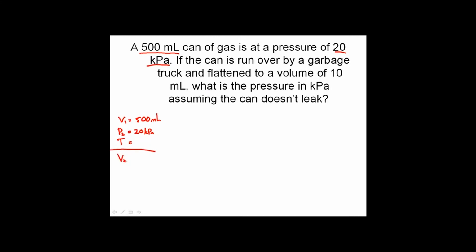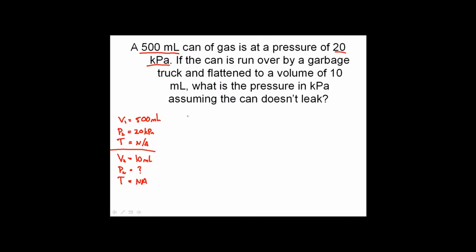Now, the second volume, okay, if the can is run over by a garbage truck and flattened to a volume of 10 mL. So it went from 500 mL to 10 mL. That's really shrunk down a lot. What is the new pressure inside, assuming the can doesn't leak? So you'll notice here, once again, temperature is not used. Anytime temperature is not used, really what you're going to do is avoid it. You're not even going to put it in the equation.